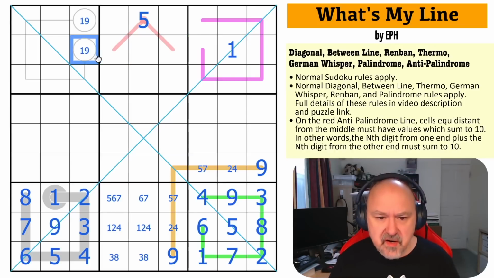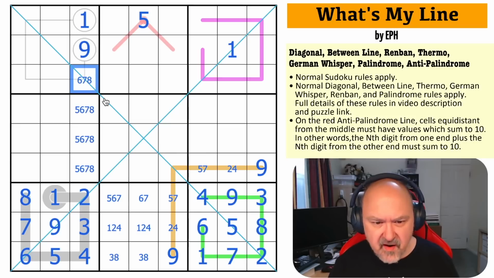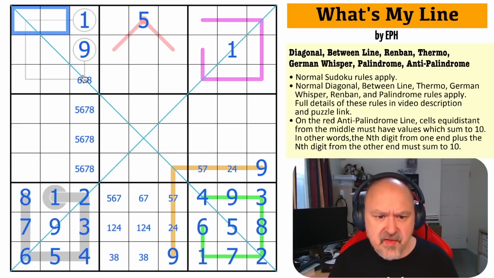Okay, this is the 9, and this is the 1. This is a quadruple. 1, 2, 3, 4, 5, 6, 7, and 8. This can't be 5. 5 can't go there, there, or there. Or there. So 5 is in one of those two, which works for 5 being down here.